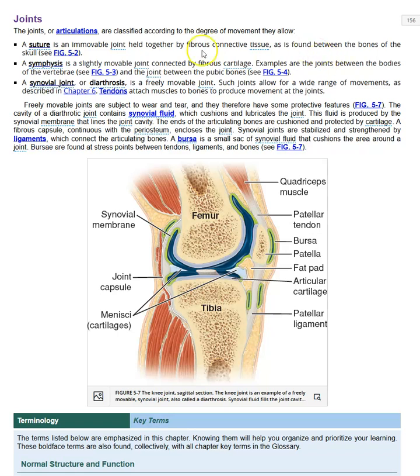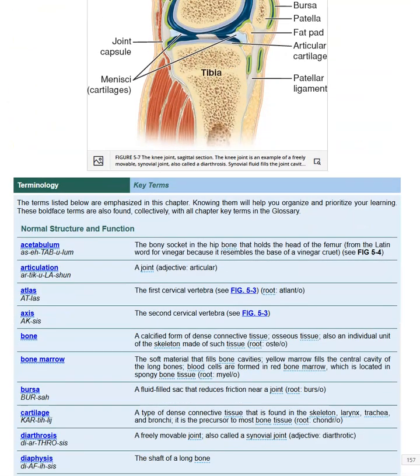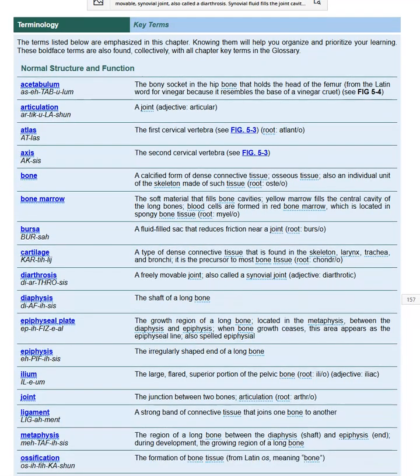Forgive me. But the book does a great job talking about the suture of the joint, the symphysis, synovial fluid. Read all about that. Let me know if you have any questions. Here in the book we're coming to key terms and terminology.